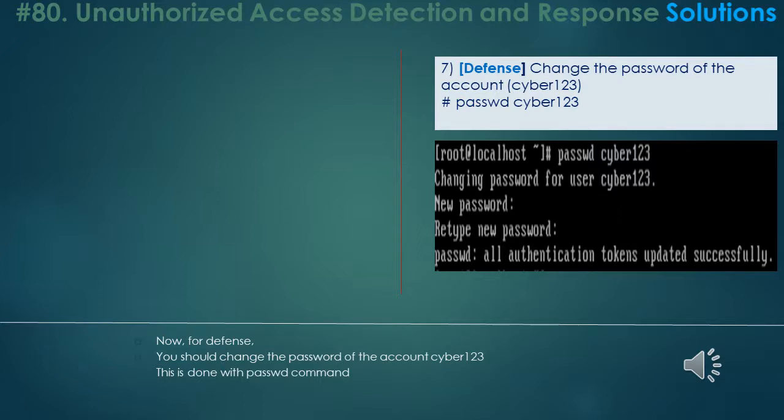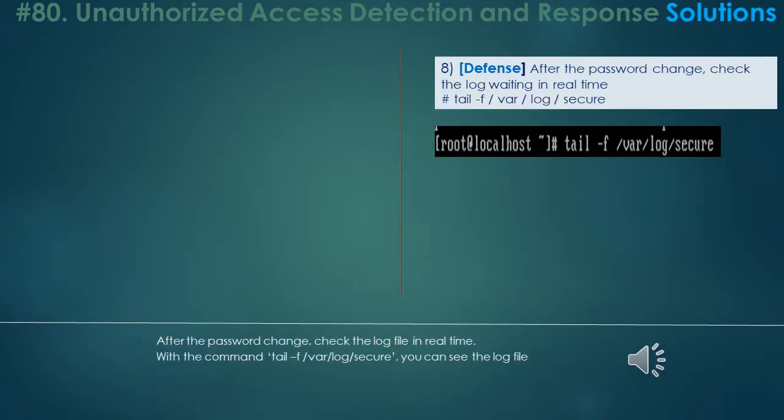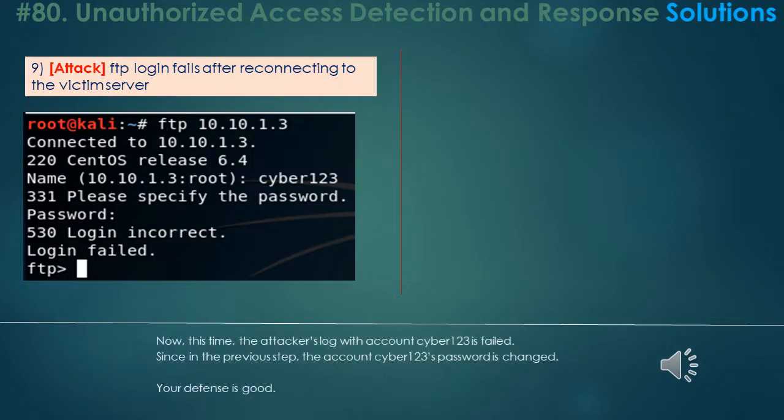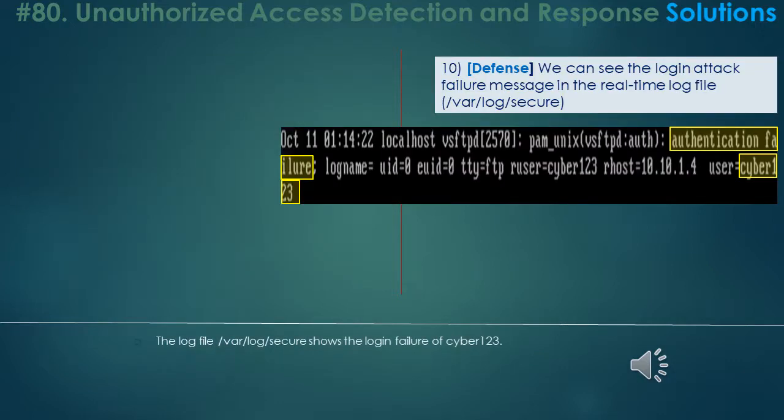Now, for defense, you should change the password of the account Cyber123. This is done with the passwd command. After the password change, check the log file in real time. With the command tail -f /var/log/secure, you can see the log file. Now, this time, the attacker's login with the account cyber123 failed, since in the previous step the account cyber123's password was changed. Your defense is good. The log file /var/log/secure shows the login failure of cyber123.